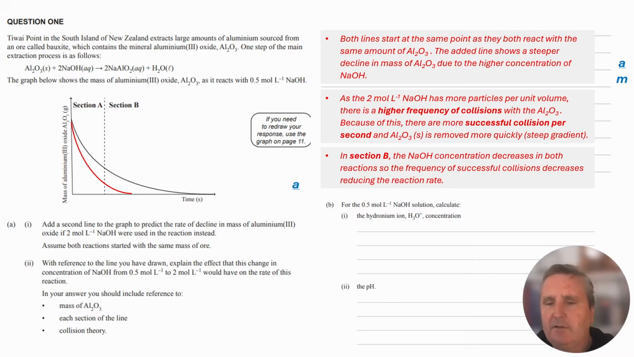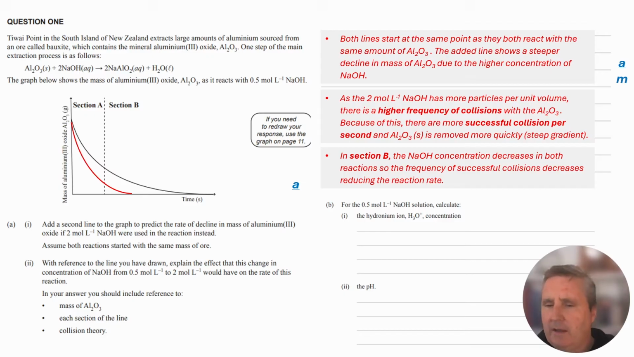To get an excellence in this part of the paper, you needed to carry out all of the things that I've covered up at the top here. You should have used collision theory to explain why the 2 mole per liter was faster than the 0.5 mole per liter. And you should have made a comparison between section A and B, and you should have linked it to both the line and the rate of reaction.